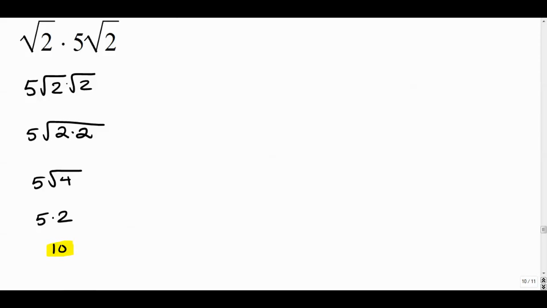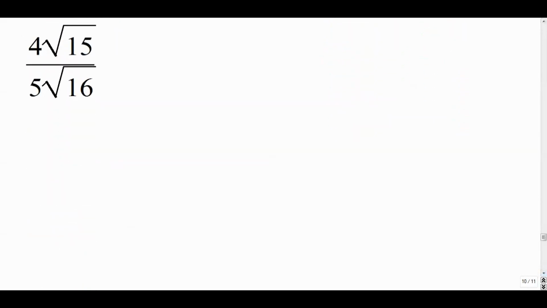And that little trick kind of works for everything. If you have radical 7 times radical 7, that's just equal to 7. Radical 10 times radical 10, that's just equal to 10. The square root of something times the square root of that same thing is just equal to the thing. It's kind of like a basic rule.